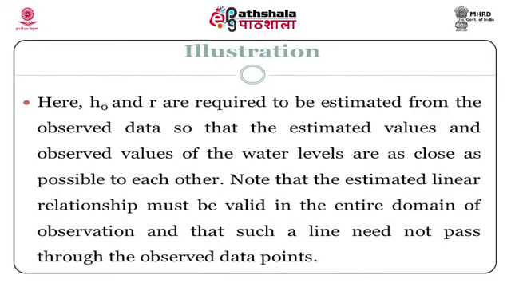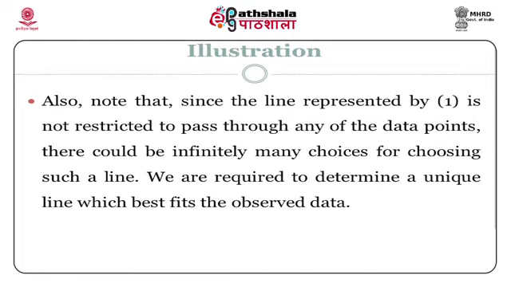Note that the estimated linear relationship must be valid in the entire domain of observation, and that such a line need not pass through the observed data points, as we no longer rely 100% on the observed data points. So therefore, we don't want that line to pass through the observed data points. Also note that since the line represented by (1) is not restricted to pass through any of the data points, there could be infinitely many choices for such a line. So we are required to determine a unique line which best fits the observed data, which gives estimates very close to the observed data.